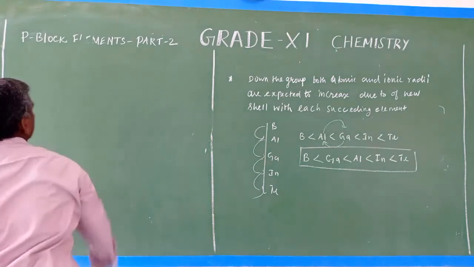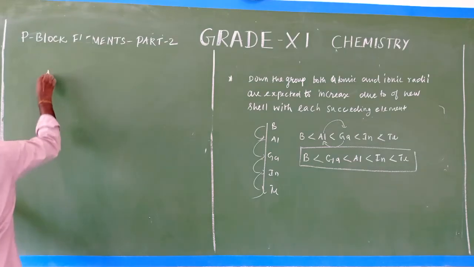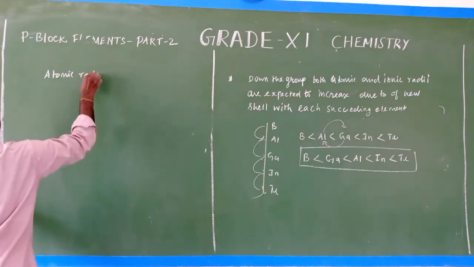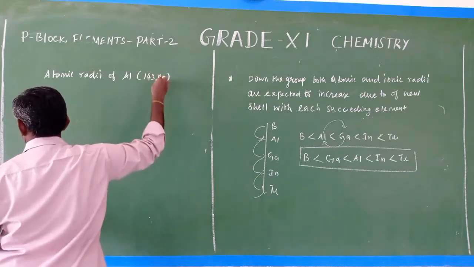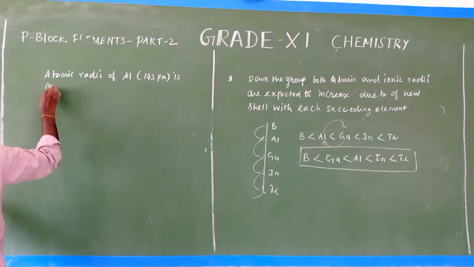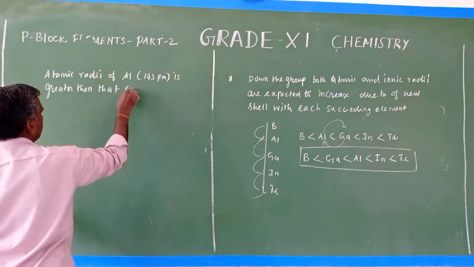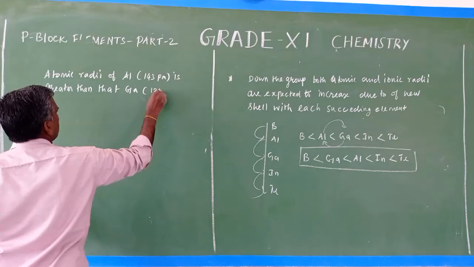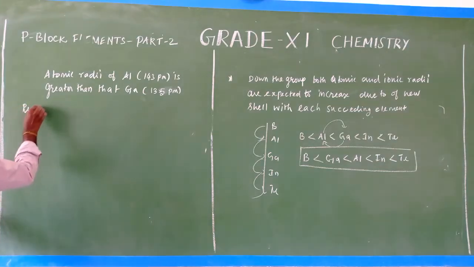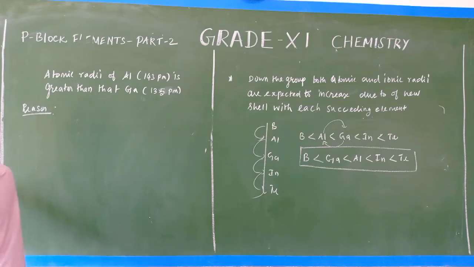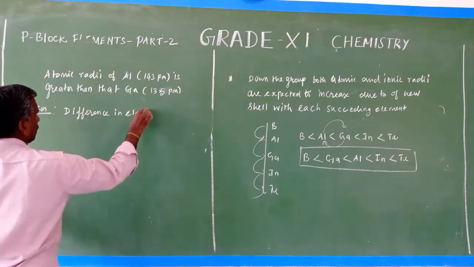What is the reason for gallium's smaller atomic radius? The atomic radius of aluminum, 143 pm, is greater than that of gallium, 135 pm. What is the reason? The difference in electronic configuration.